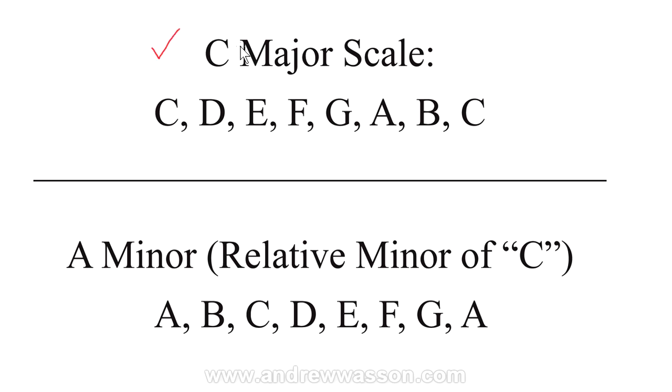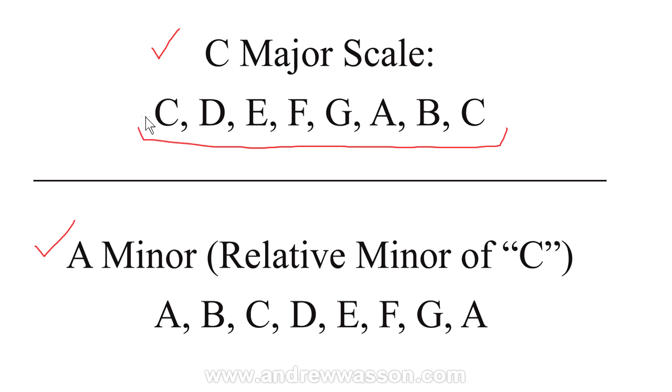up top here a C major scale, and C major is all natural notes. There's no sharps, no flats, and underneath that you can see here I have an A minor scale, also referred to many times as Aeolian mode or A natural minor. And it is the relative minor of the key of C major. Now let's just go through this quickly because it is a fairly simple concept.